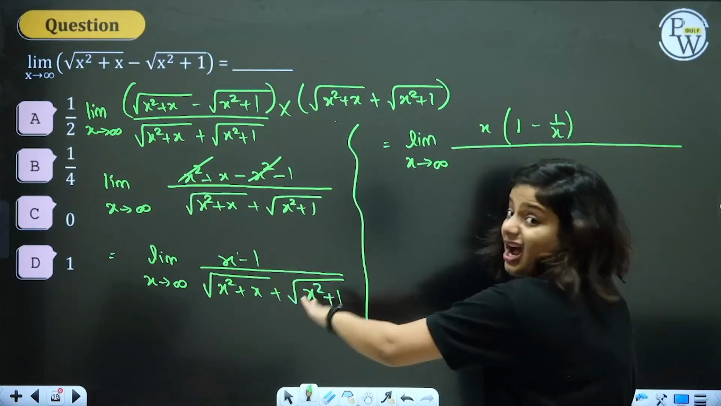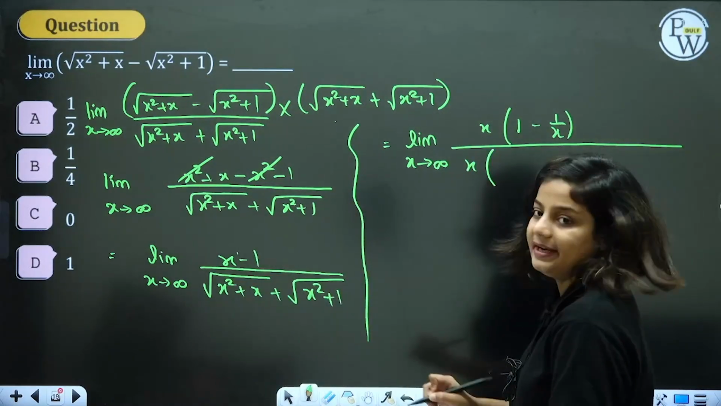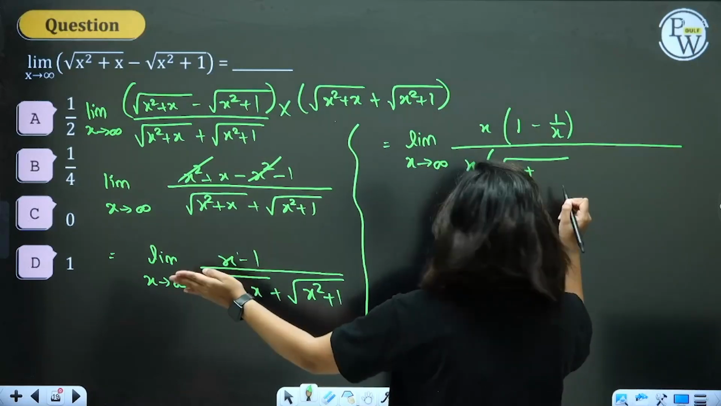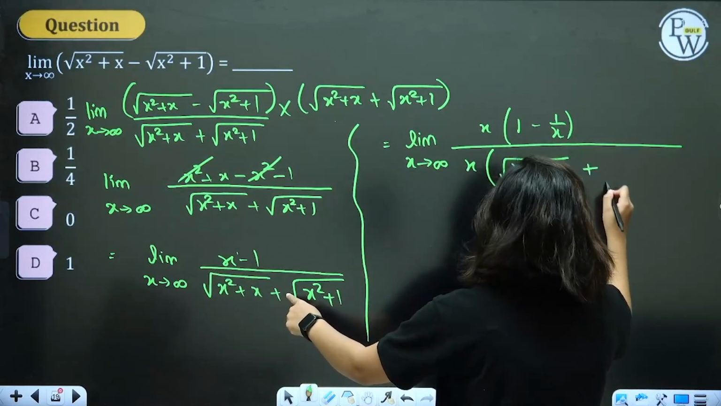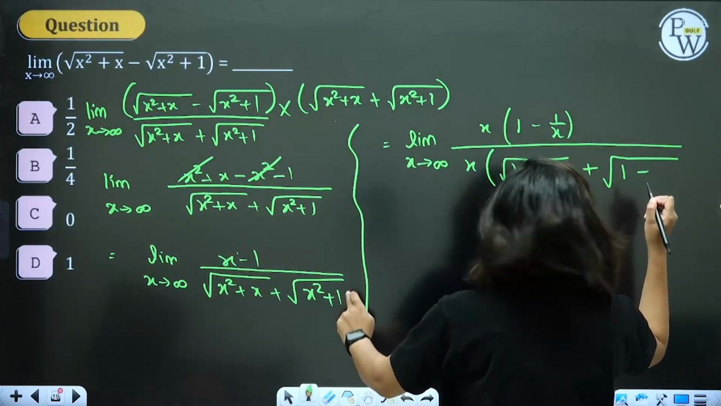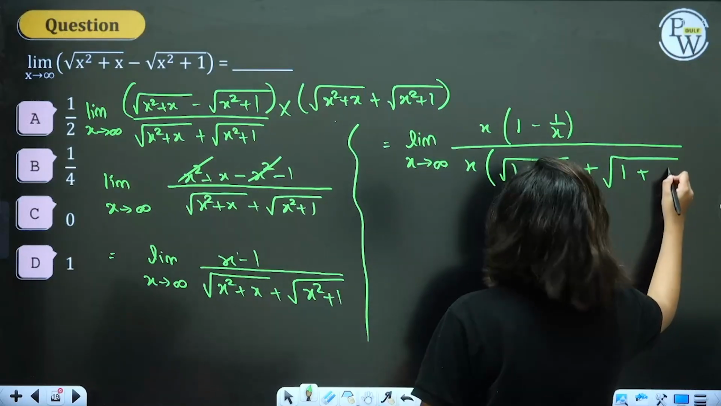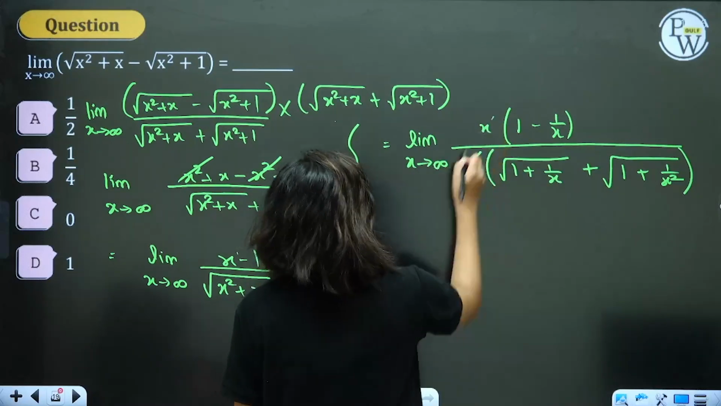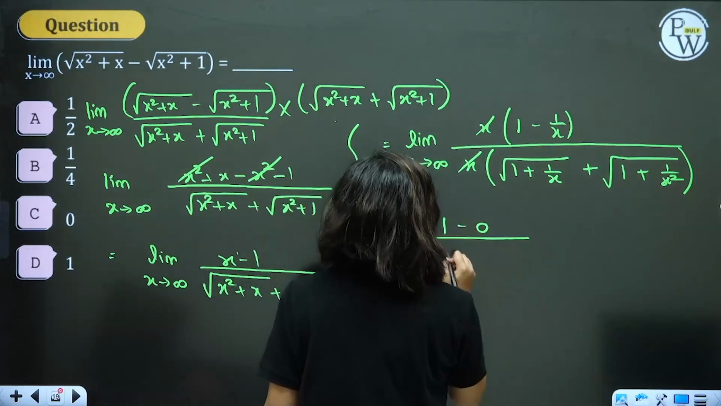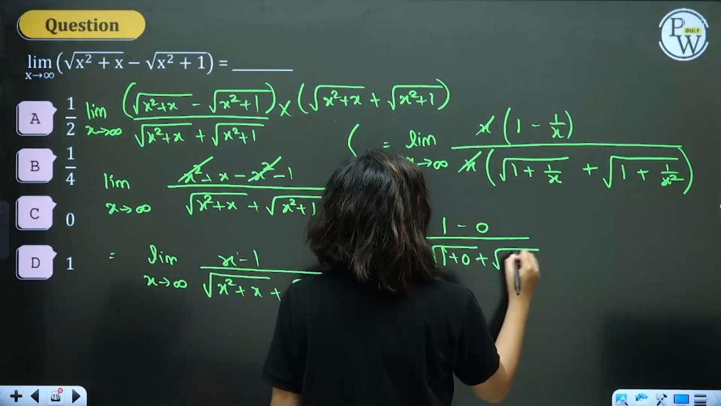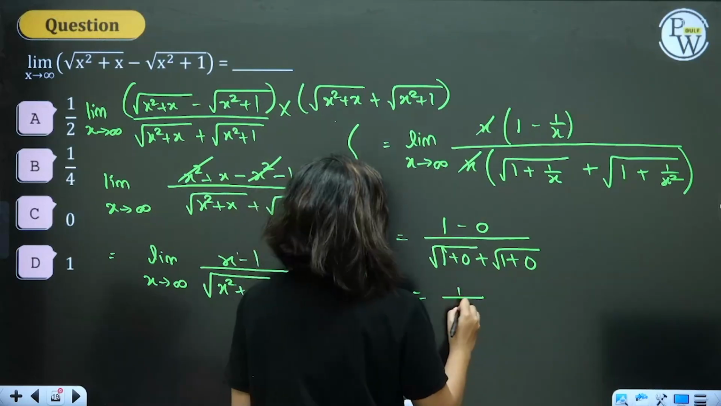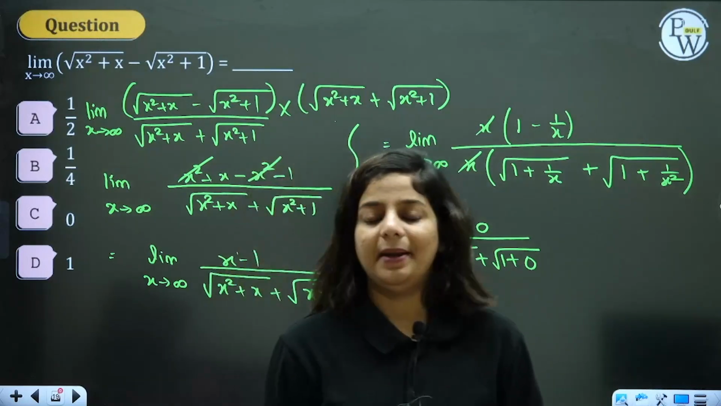Denominator highest power is x square, outside the root it is x. Inside, from the first term x square is gone, inside the root 1. From here x square you take common, 1 by x, plus x square is gone, 1. From the second term x square is gone, 1 by x square. Are you able to understand this? X is cancelled, put infinity, so 1 minus 0 upon 1 plus 0 in the root is root of 1 plus 0. This is 1 upon root 1 plus root 1, 2. The answer to this question is 1 by 2.